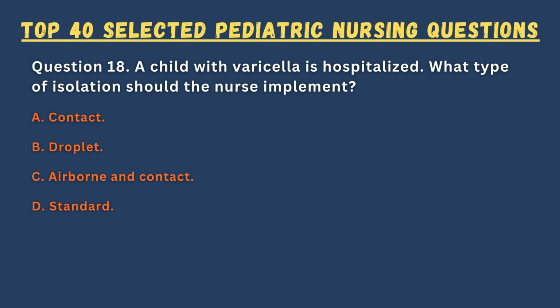Question 18. A child with varicella is hospitalized. What type of isolation should the nurse implement? A. Contact. B. Droplet. C. Airborne and contact. D. Standard.